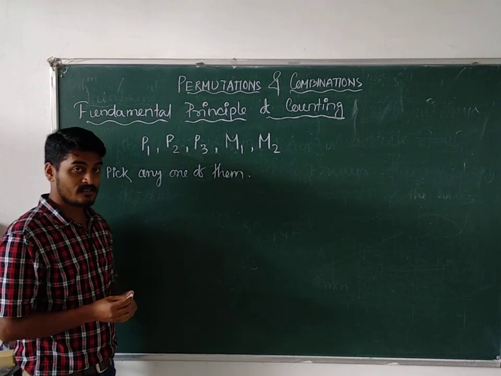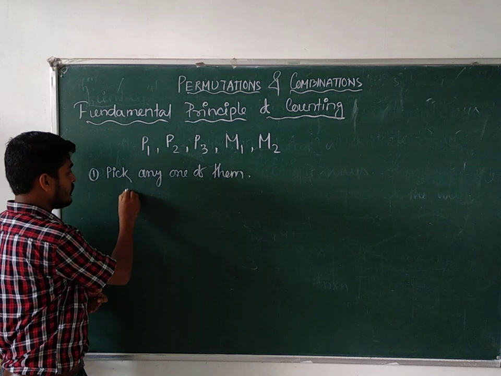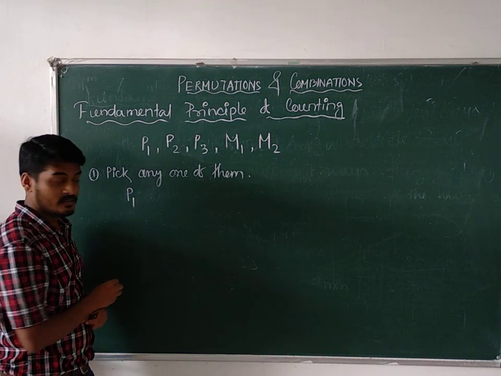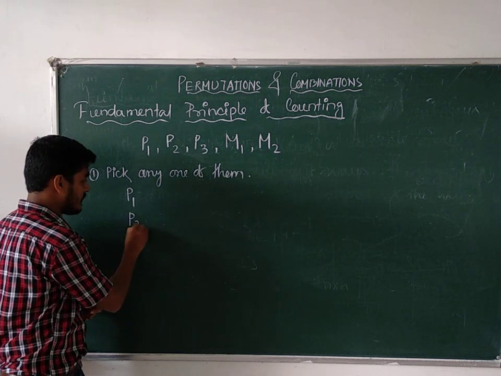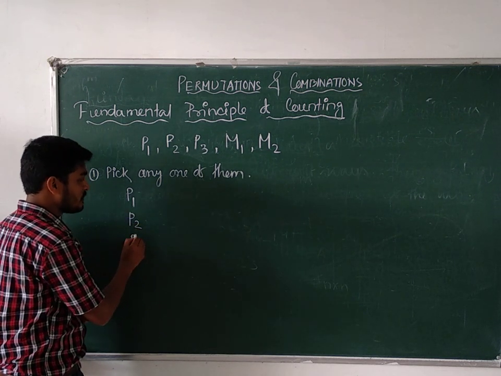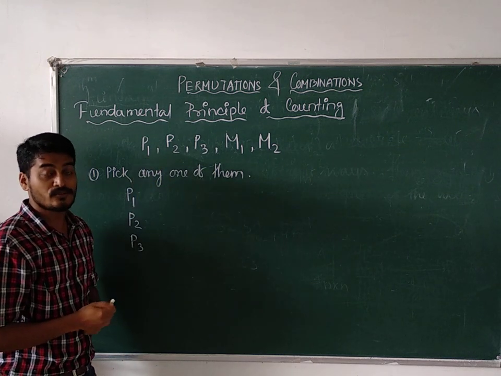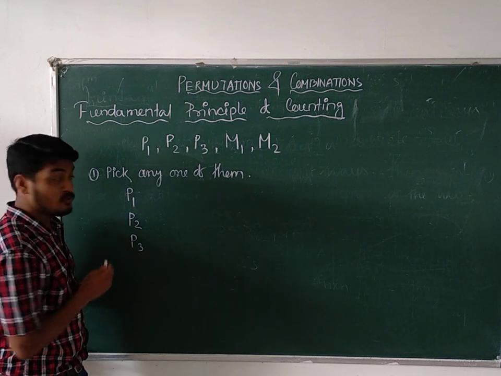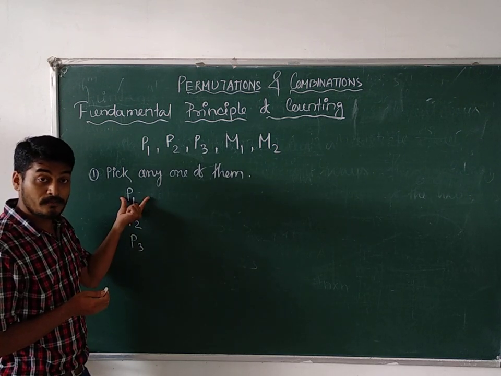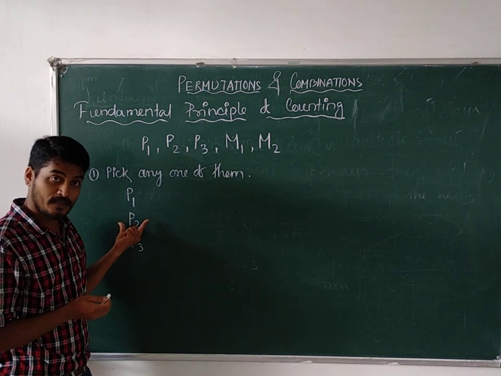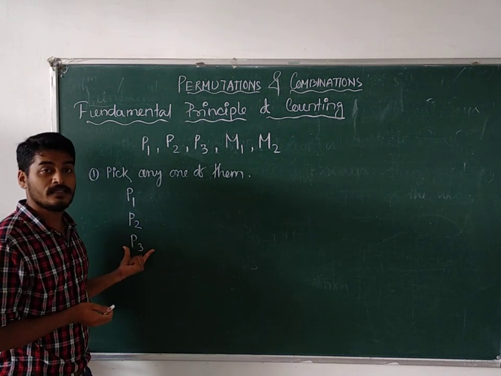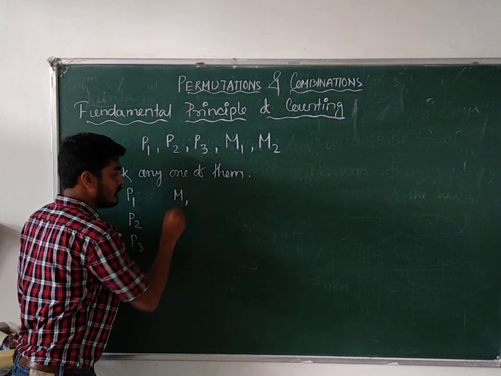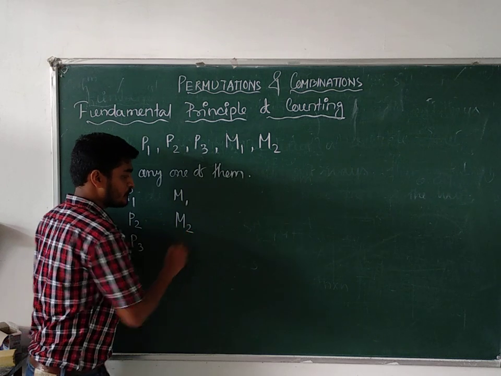Then obviously let's try to count it. Suppose you can select pen number 1 or you may select the second pen or you may select pen number 3. Suppose the pens are numbered 1 to 3 and the markers are numbered 1 and 2. So how many different ways can you pick? Either you can pick pen number 1 or pen number 2 or pen number 3 or you can select marker 1 or marker 2.